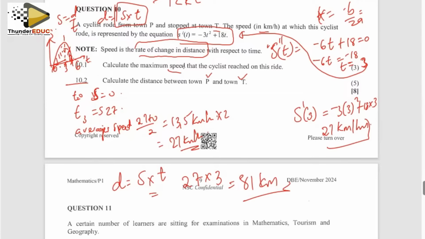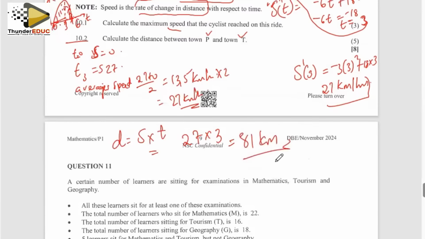All right, so that is that. That is how I would have approached that question. So the distance between the two towns is basically 81 kilometers. The time taken is 6 hours.